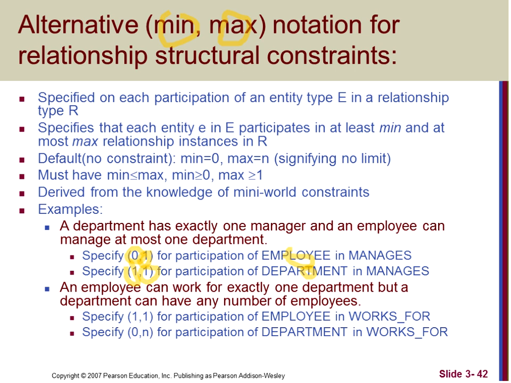So we can use 0, 1 instead of a double line. Okay, we can use 1, 1 instead of many to many. So that is called min-max notation.